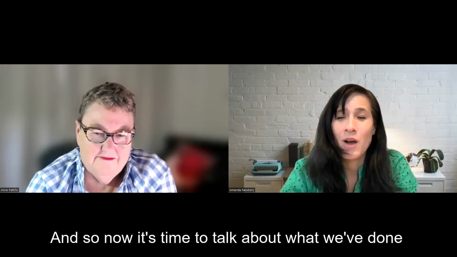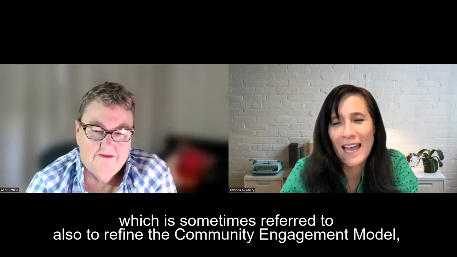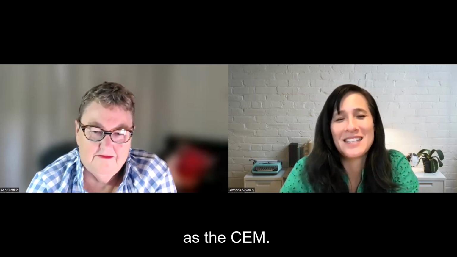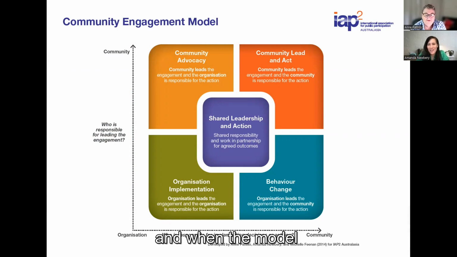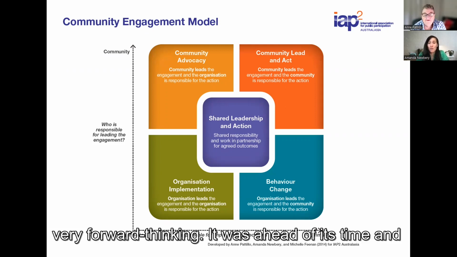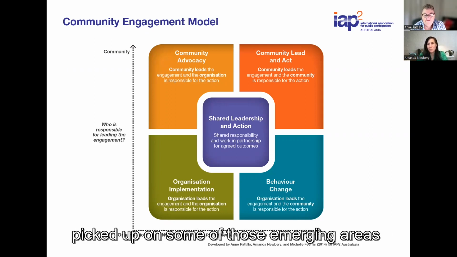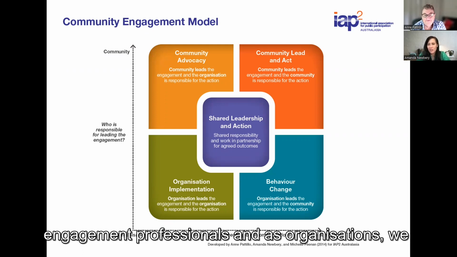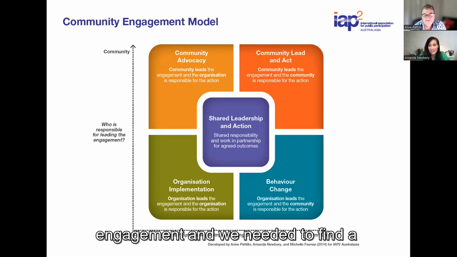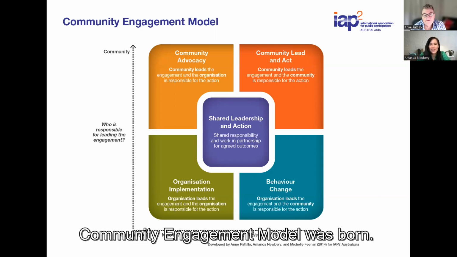And so now it's time to talk about what we've done to add more detail and also to refine the community engagement model, which is sometimes referred to as the CEM. So here is the community engagement model. And when the model was first developed by Anne Patillo, myself, and Michelle Feenan, it was very forward-thinking. It was ahead of its time, and it was really meant to advance the practice and picked up on some of those emerging areas of practice where we realised that as engagement professionals and as organisations, we were not actually always leading engagement, and we needed to find a space to talk about that, and hence the community engagement model was born.